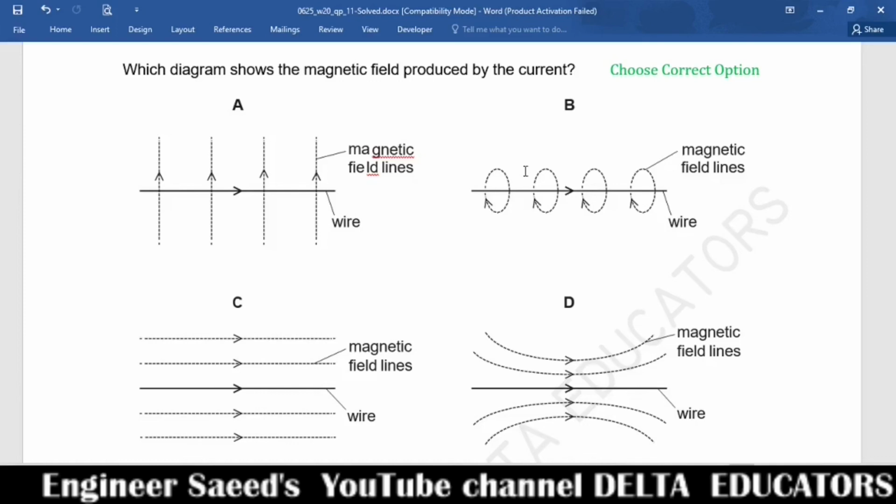To find out the magnetic field by the current, we have to hold the wire in our right hand. The direction of the thumb represents the direction of electrical current, and the curling of the fingers represents the direction of magnetic field. Now if we check options A, B, C and D, the only possible option is option B. Here this arrow represents the wire, and when we hold this wire in our right hand, the thumb represents the direction of current and the curling of our fingers represents the direction of magnetic field. So here our correct option will be option B.